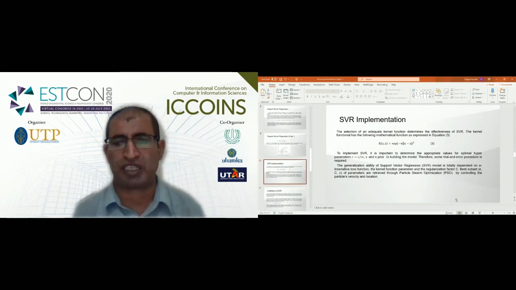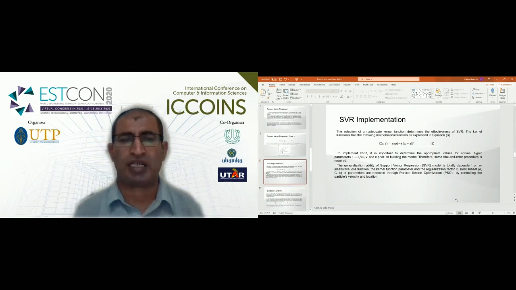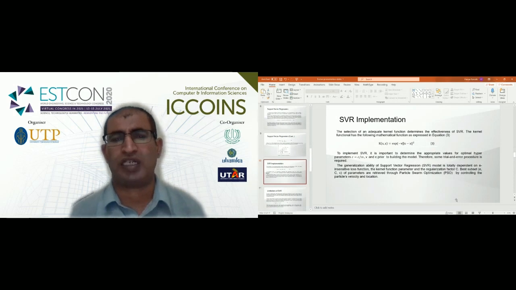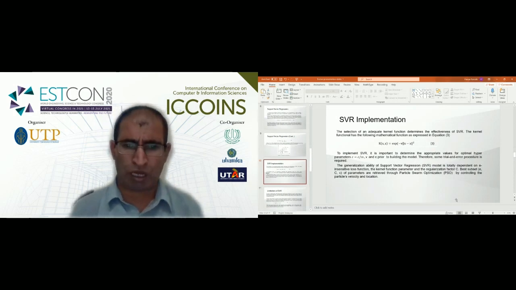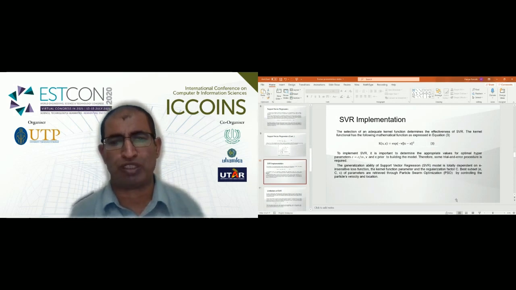The SVR implementation. The selection of an adequate kernel function determines the effectiveness of SVR. The kernel function has the following mathematical form, as expressed in equation 3. So to implement SVR, it is important to determine the appropriate values for the optimal hyperparameters, which are C, M, omega, and epsilon, prior to building the model. Therefore, some trial and error procedure is required.